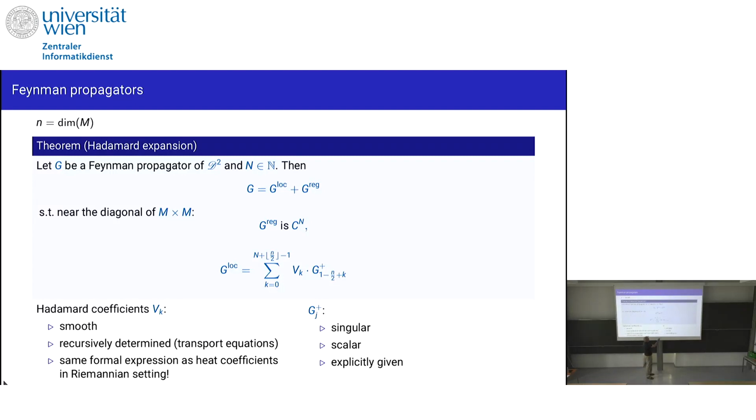And these other terms that appear here, they are scalar valued, but they are singular. So this is what describes the singularity of this local part. And it's also explicitly given. In odd dimensions, these are basically powers of the geodesic distance of the two points. And in even dimensions, there are also logarithmic terms appearing. And this kind of expansion has been discussed in the physics literature for a long time in various setups. And so that's what we need. And we will actually use this decomposition for n equals 2 at the moment. So this is what we will need to know about Feynman propagators.